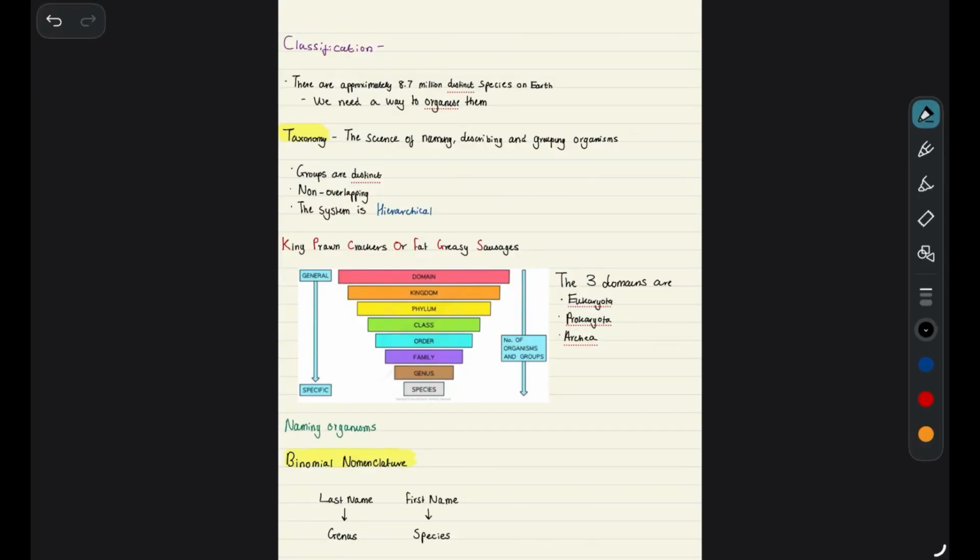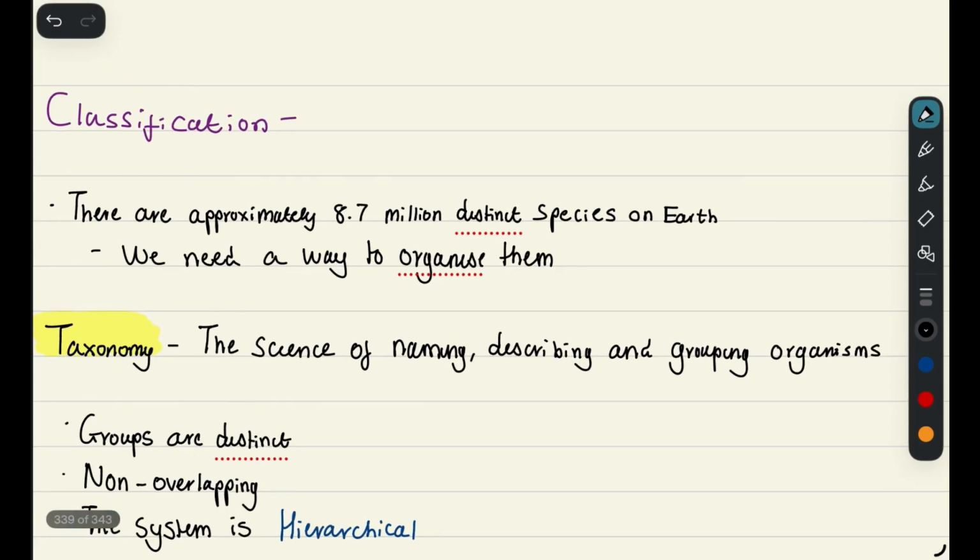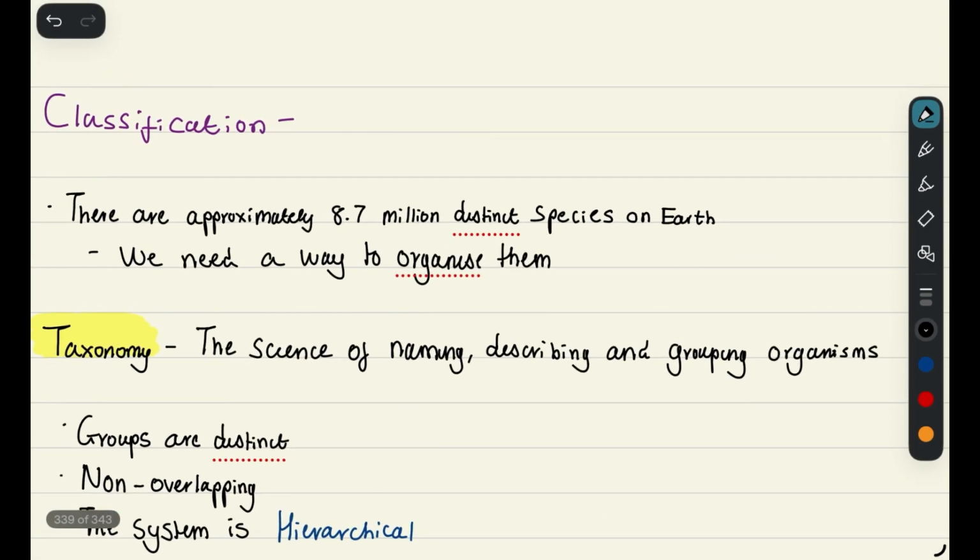When it comes to science, there's always a reason for what we do. And in terms of classification, there are approximately 8.7 million different species on Earth, right? Massive number. And we need a way to organize them all into groups to help us identify species. And that is the reason why we have classification. So, studying classification is what we call taxonomy. It's the science of naming, describing, and grouping organisms.